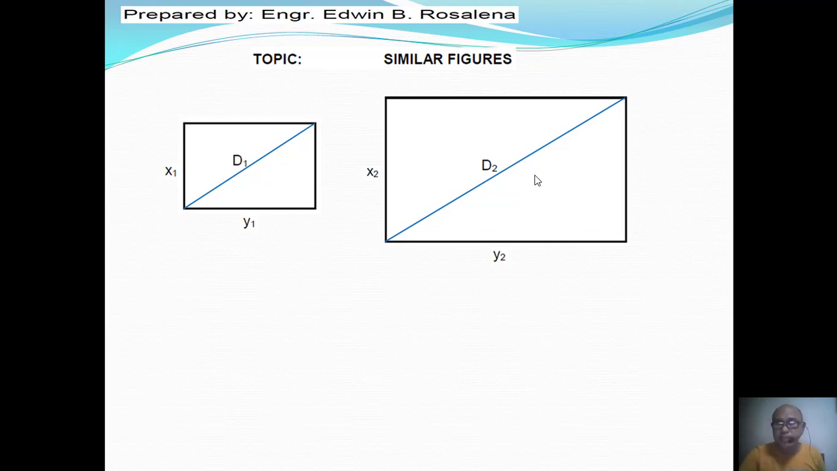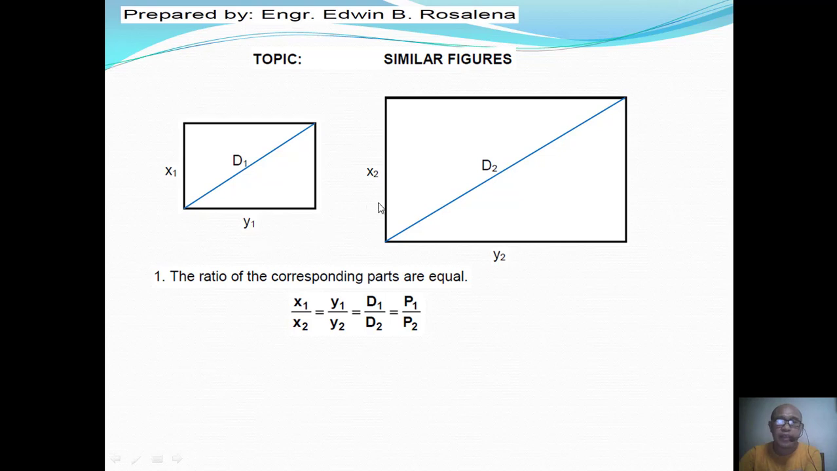Okay. So if the two are similar, ano yung pwede kong ma-apply? So we have here, the ratio of the corresponding parts are equal. So that means, if we take the ratio x1 over x2, that is equal to the ratio y1 over y2. That is equal to the ratio d1 over d2. And if we have the perimeter, that is, perimeter is still a linear unit. So that is P1 over P2. So meaning, as long as we have the linear ratio, the corresponding linear ratios are equal. So x1 over x2. We can say also x1 over y1 equal to x2 over y2.